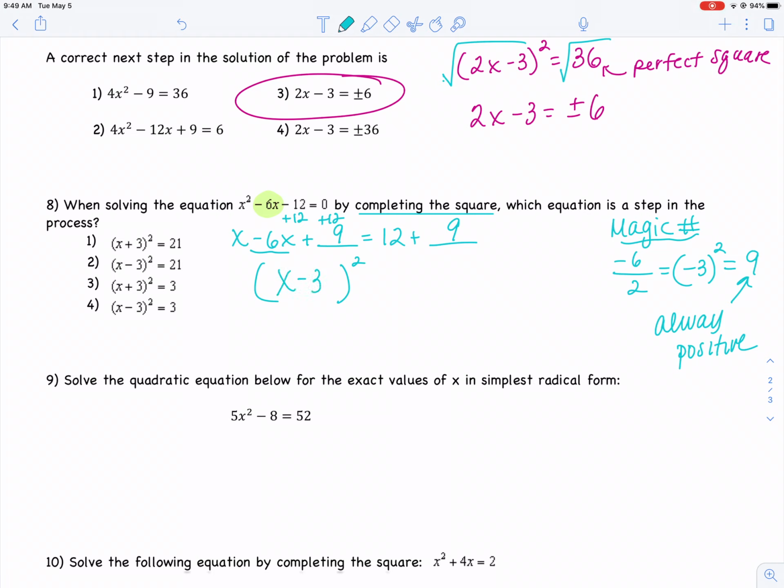And again, let me reiterate. What two numbers multiply to 9 and add to negative 6? Negative 3 and negative 3. Negative 3 times negative 3 gives you 9. Negative 3 plus negative 3 gives you negative 6. So that makes sense because it's squared. That equals 21. And that should be your answer. You didn't have to go any further. X minus 3 squared equals 21.